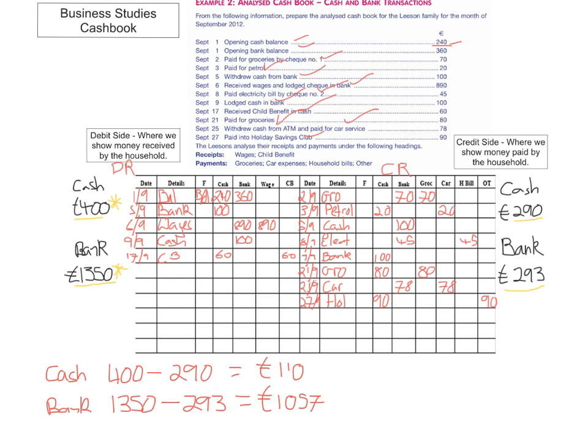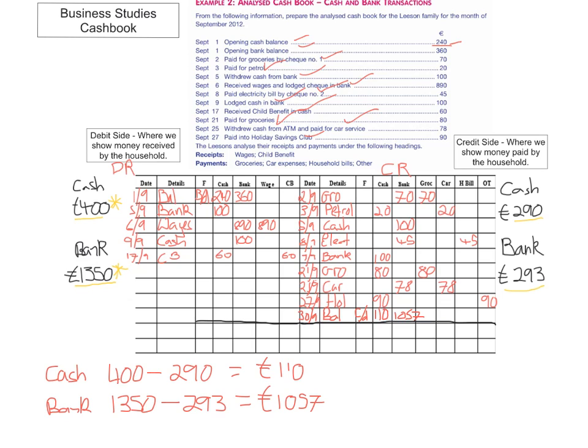So I'm going to do that now. I'll say balance carry down, so CD. For cash, we'll say 110, so that's what we worked out. And for bank, we will say 1,057, because that's what we worked out. Then we'll draw a line along here, because we're going to add them up. And the line over this side as well, because we want to do it on the same line.